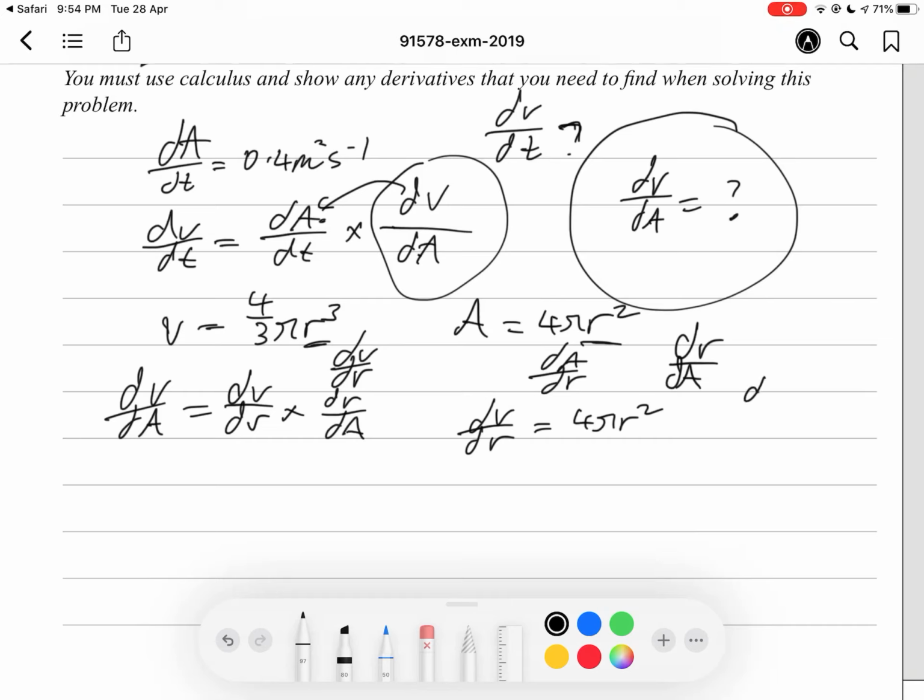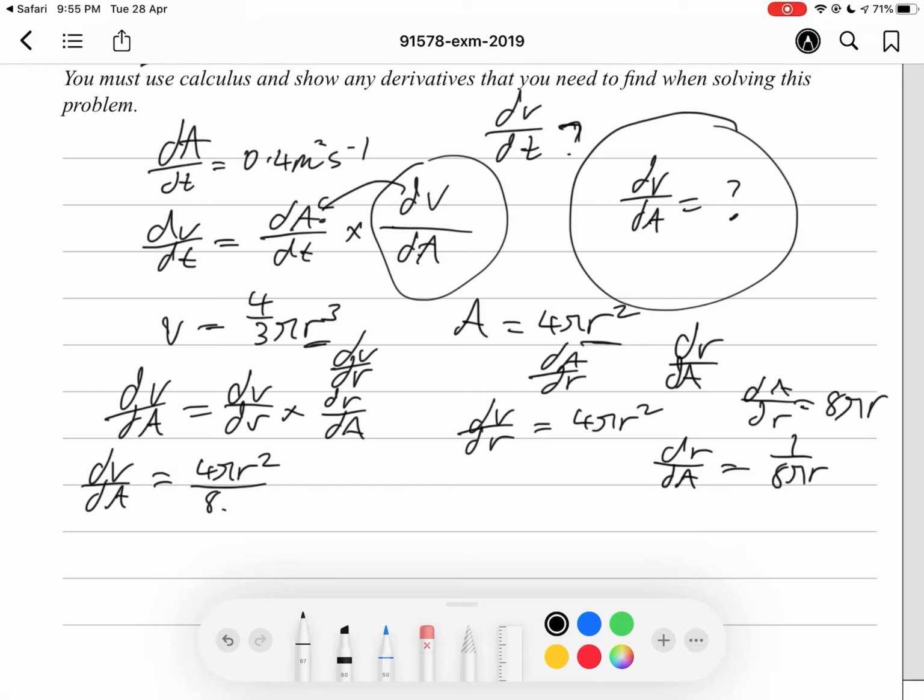And we also have dA over dr equals 8 pi r. Once again, it's the power rule again. That's dA over dr. We need to find the inverse. So dr over dA equals 1 over 8 pi r. Therefore, our dV over dA is equal to 4 pi r squared over 8 pi r.